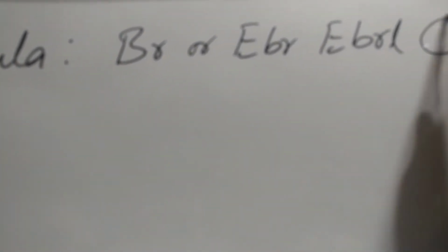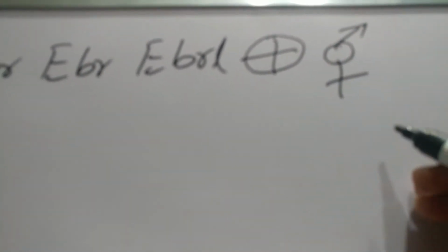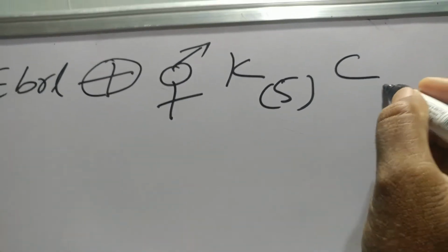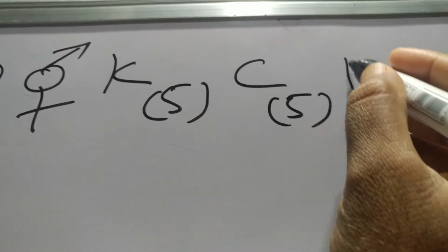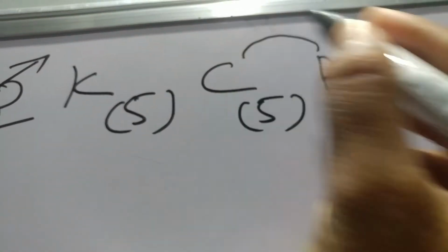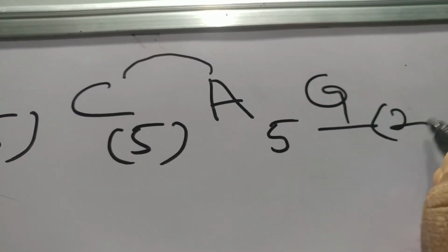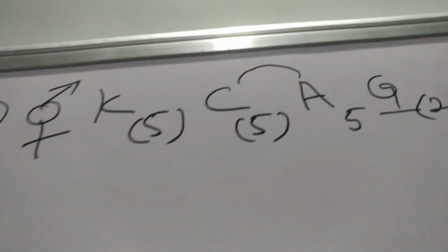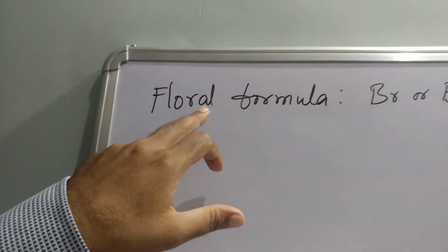If you take the symmetry, actinomorphic symmetry, bisexual flower, calyx 5 fused, gamosepalous, petals 5 fused, androecium 5 epipetalous condition, and gynoecium superior ovary, bicarpellary syncarpous, hypogynous flower. Let us see the floral formula once again.